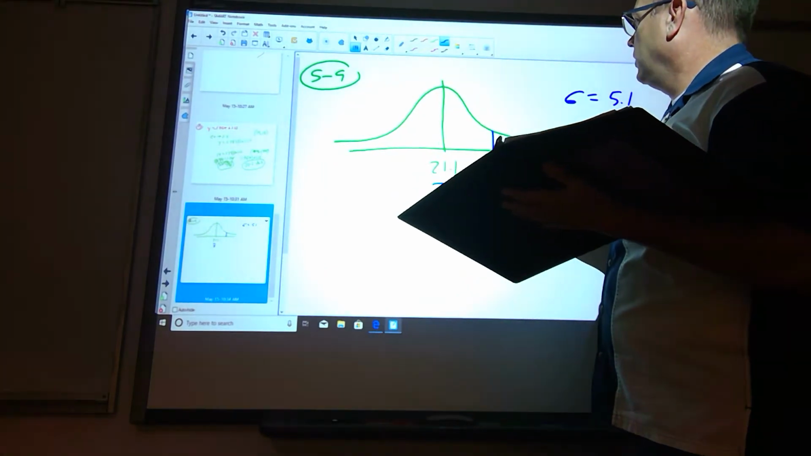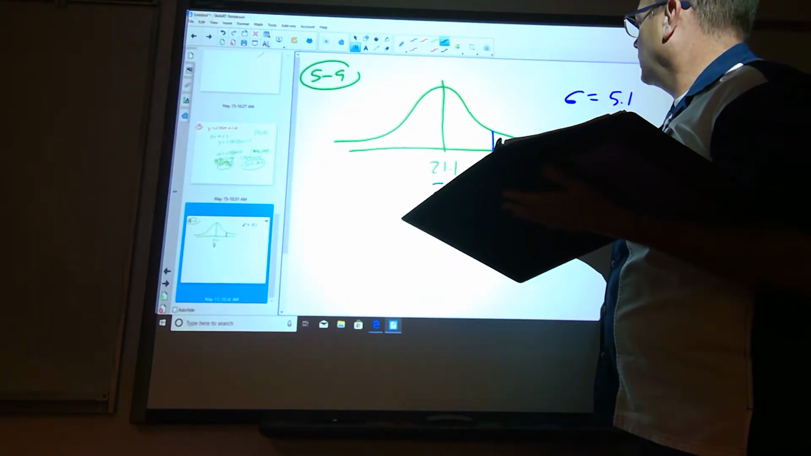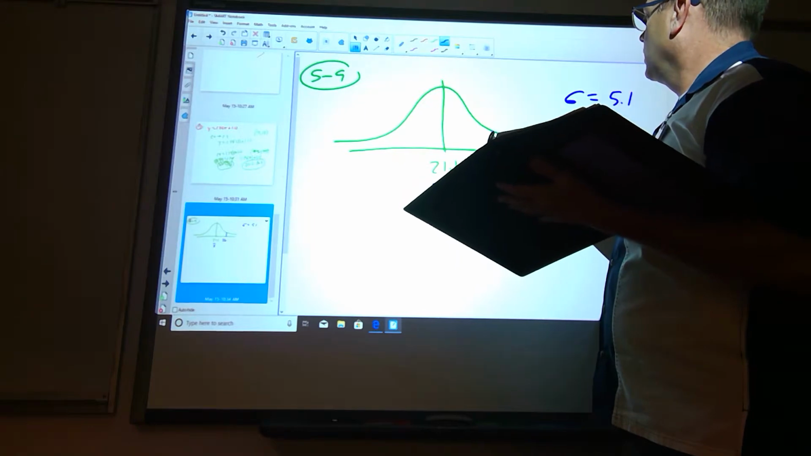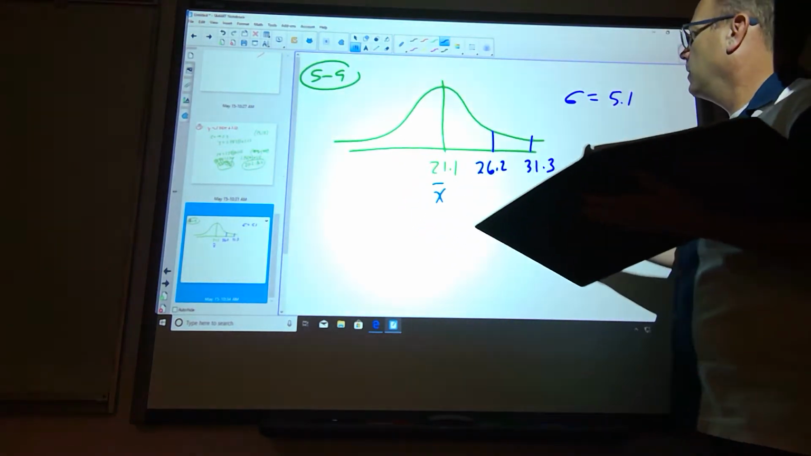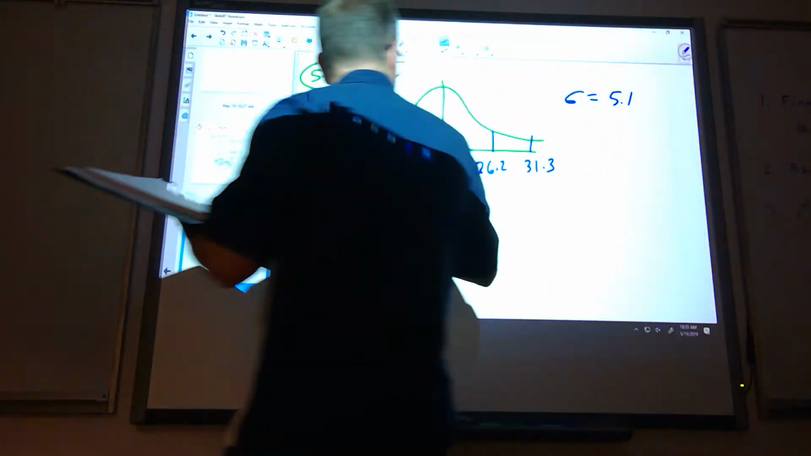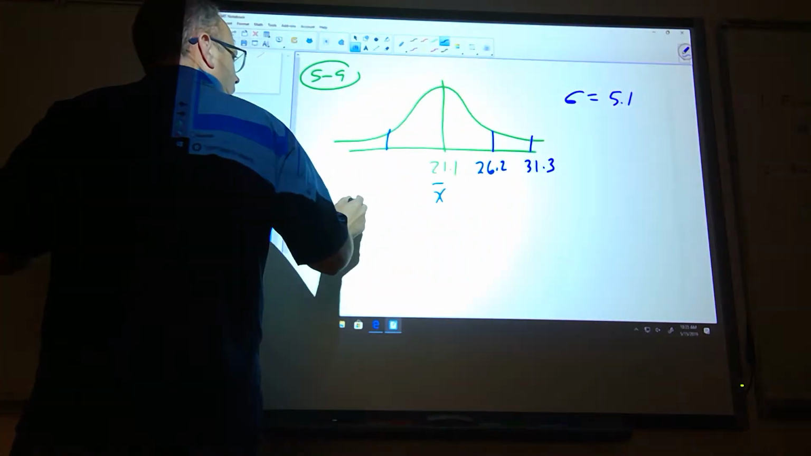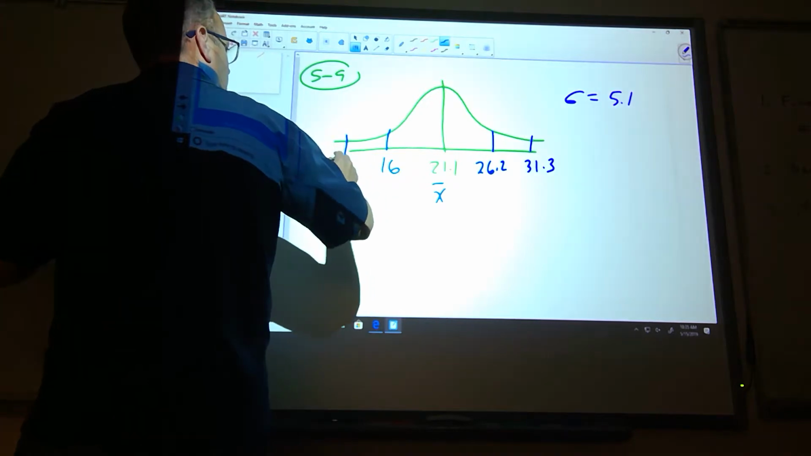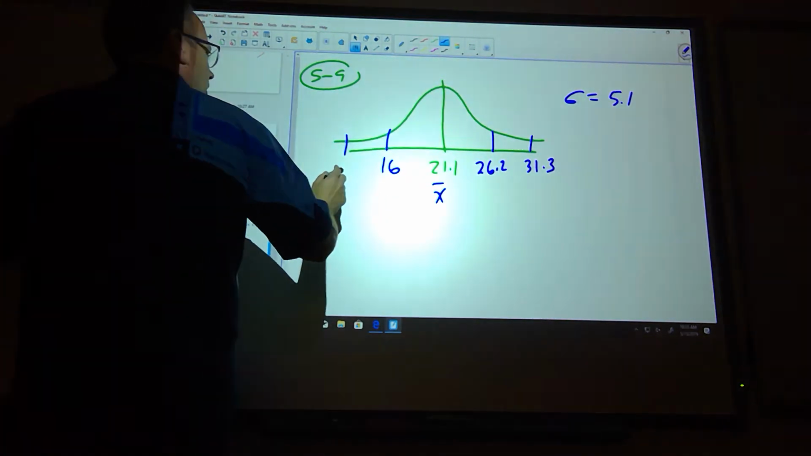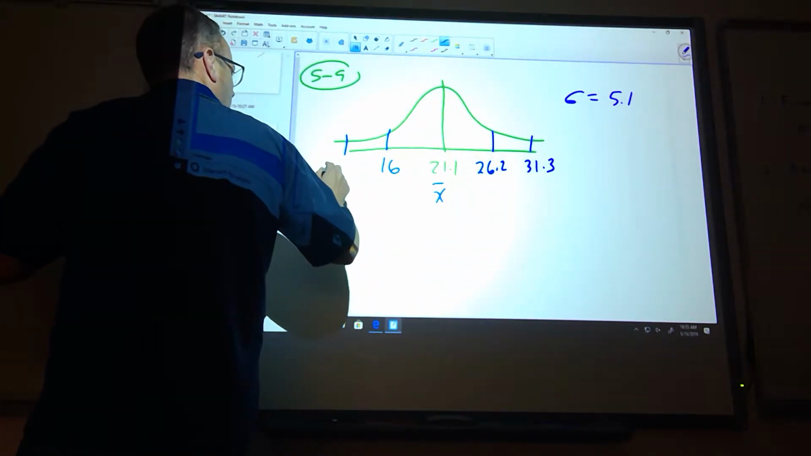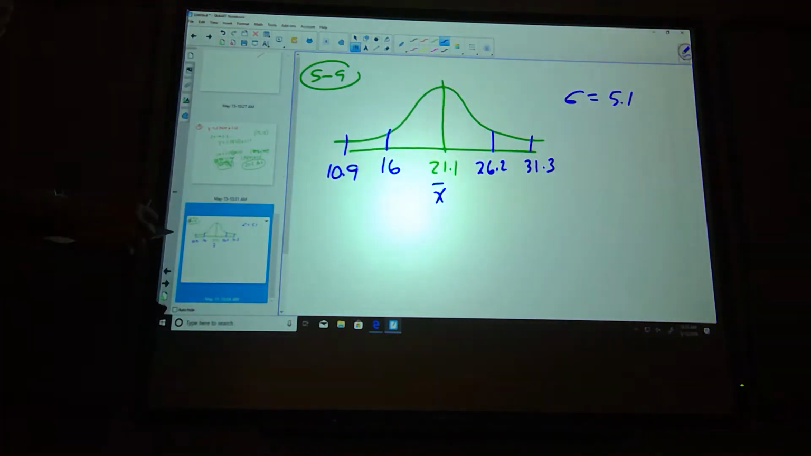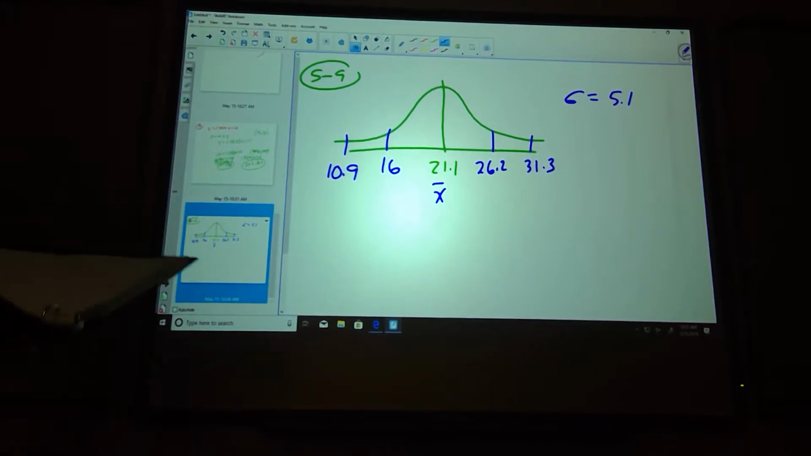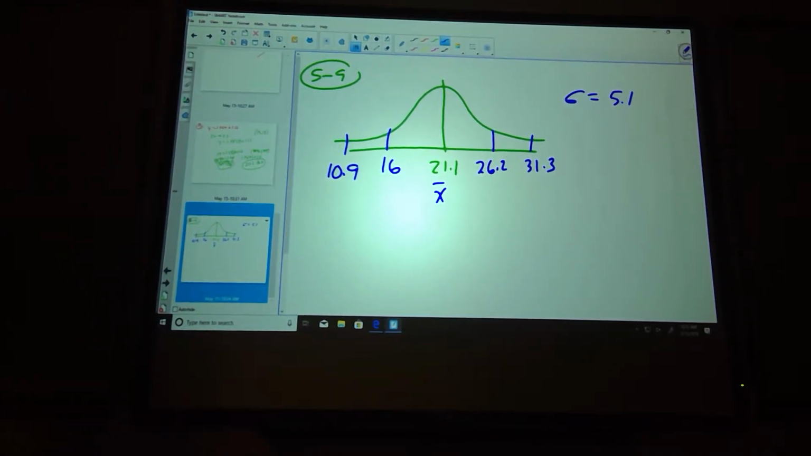One standard deviation to the right, you'd add 5.1: 26.2. Two standard deviations would be 31.3. If I went this way, I'd subtract. So that's 16. I subtracted 5.1 again, so I'd get to 10.9. Okay, and that's what our normal distribution should look like.